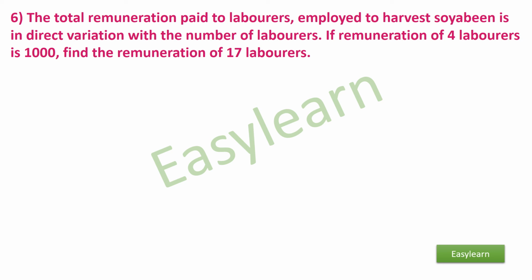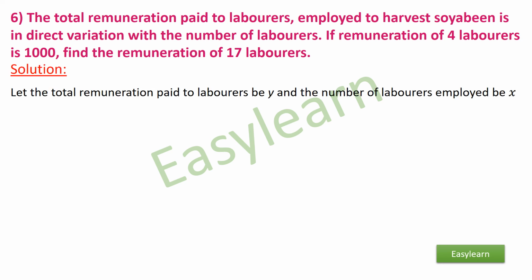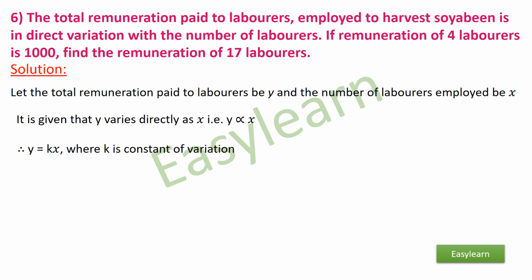Sixth question. The total remuneration paid to the laborers employed to harvest soybean is in direct variation with the number of laborers. If the remuneration of 4 laborers is 1000, find for 17 laborers. So we know that they are given in direct variation. So we can write y is directly proportional to x. Therefore, y is equal to k into x, where k is the constant of variation.